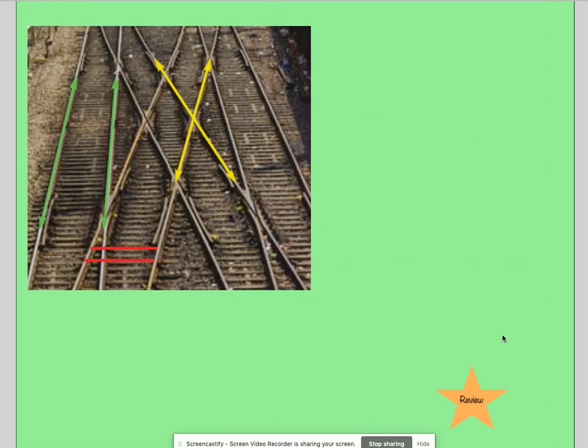Take a look at this image. These are a bunch of train tracks, and some of them intersect, some of them are perpendicular, and some of them are parallel. I want you to look at the yellow lines. How would you describe them? Are they intersecting? Are they parallel? Or are they perpendicular? Now take a look at the red lines. How would you describe them? Are they intersecting, parallel, or perpendicular?